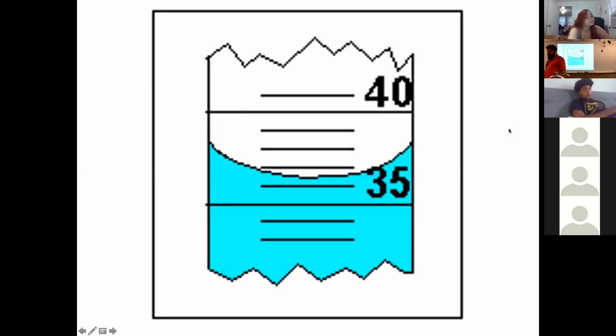So take a second, try to chat out. What do you think the reading of this meniscus would be? Take a second, see if you can figure that out. Put it in the chat what you think, how many milliliters this would be.